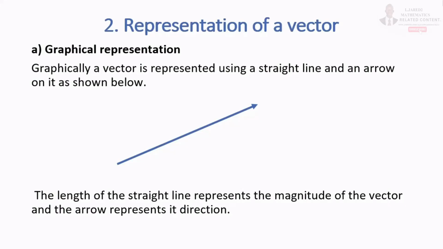Graphically or diagrammatically, we can represent a vector by just drawing a straight line, and then we must indicate with an arrow. The arrow shows the direction of the vector, and the length of the straight line represents the magnitude. Remember, we have said a vector quantity must have both magnitude and direction. So the length of this straight line denotes the magnitude or size of a vector, whereas the arrow on it indicates the direction taken by that specific vector.